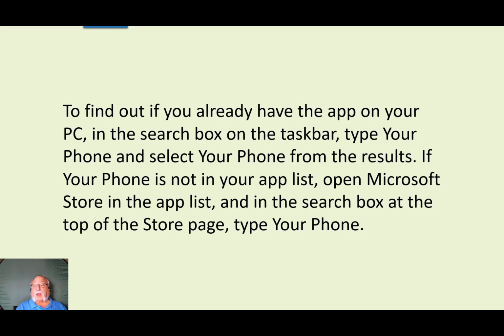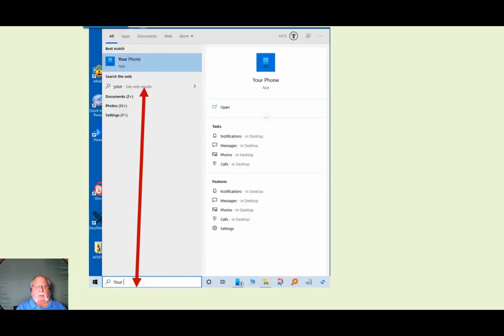To find out if you already have the app on your PC, in the search box on the taskbar, type in Your Phone and select Your Phone from the results. If Your Phone is not in your app list, open Microsoft Store, and in the search box at the top of the store page, type in Your Phone. If it is there, this is what it will look like.